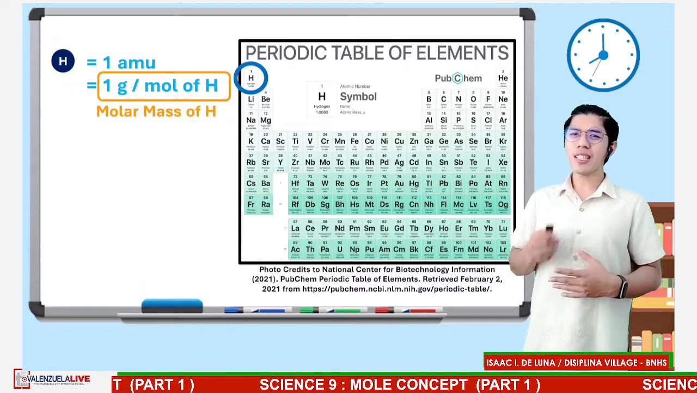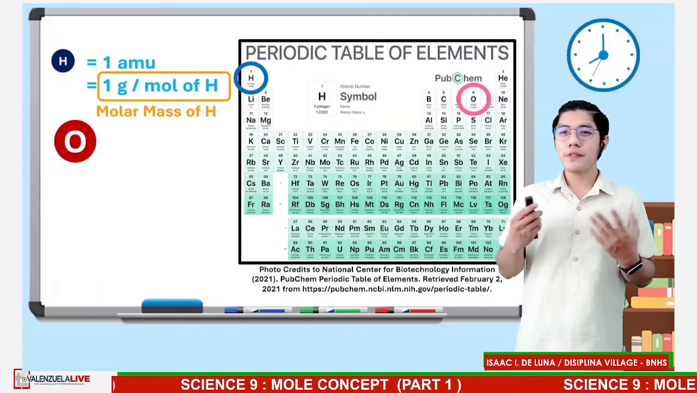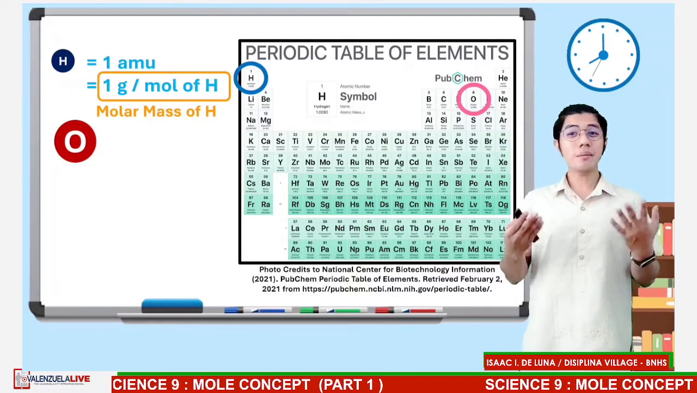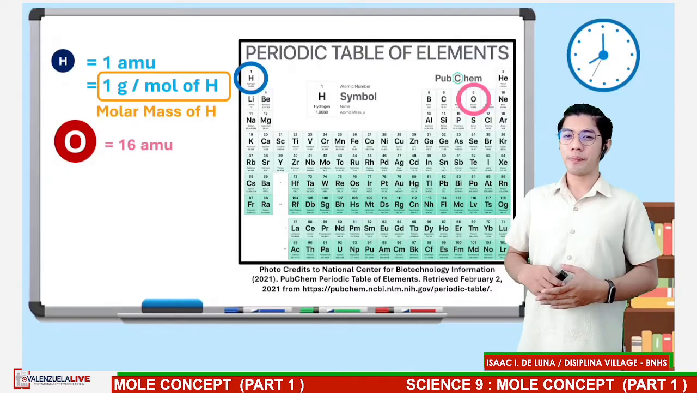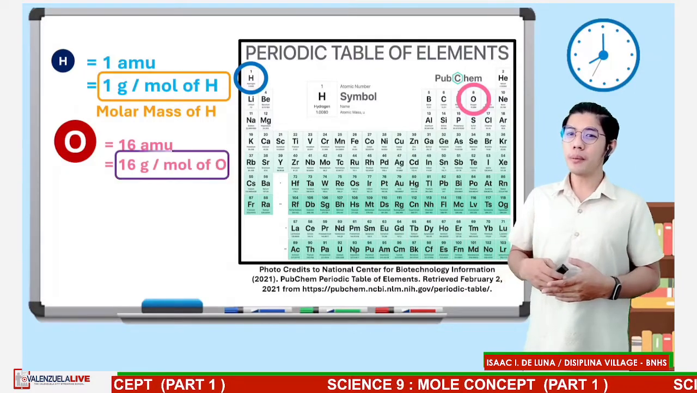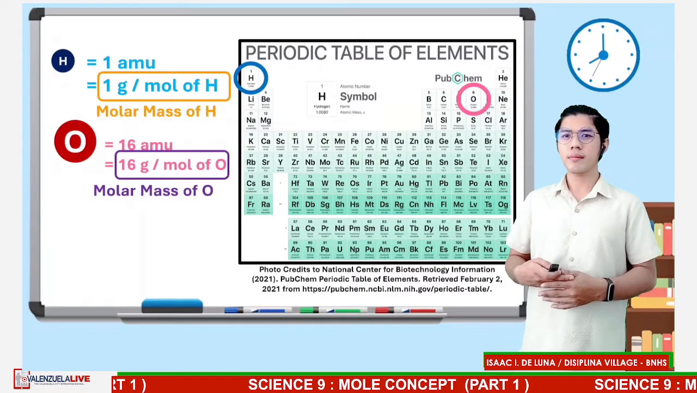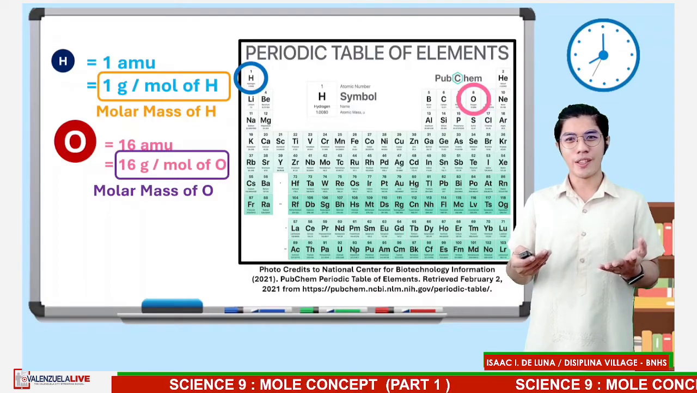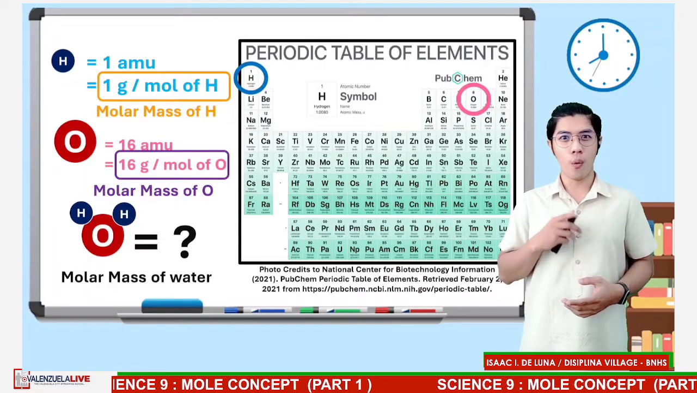While for oxygen, it is 15.999 AMU, and it can be rounded off to 16 AMU. And this will give us 16 grams per mole as the molar mass of oxygen. How about for water? What do you think is the molar mass of water?